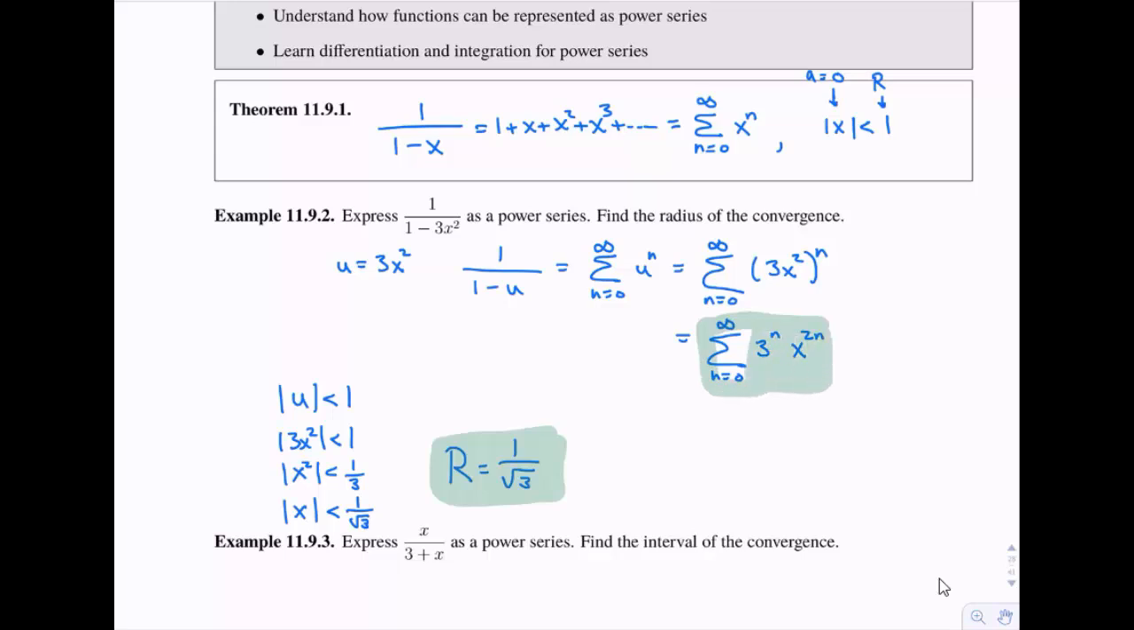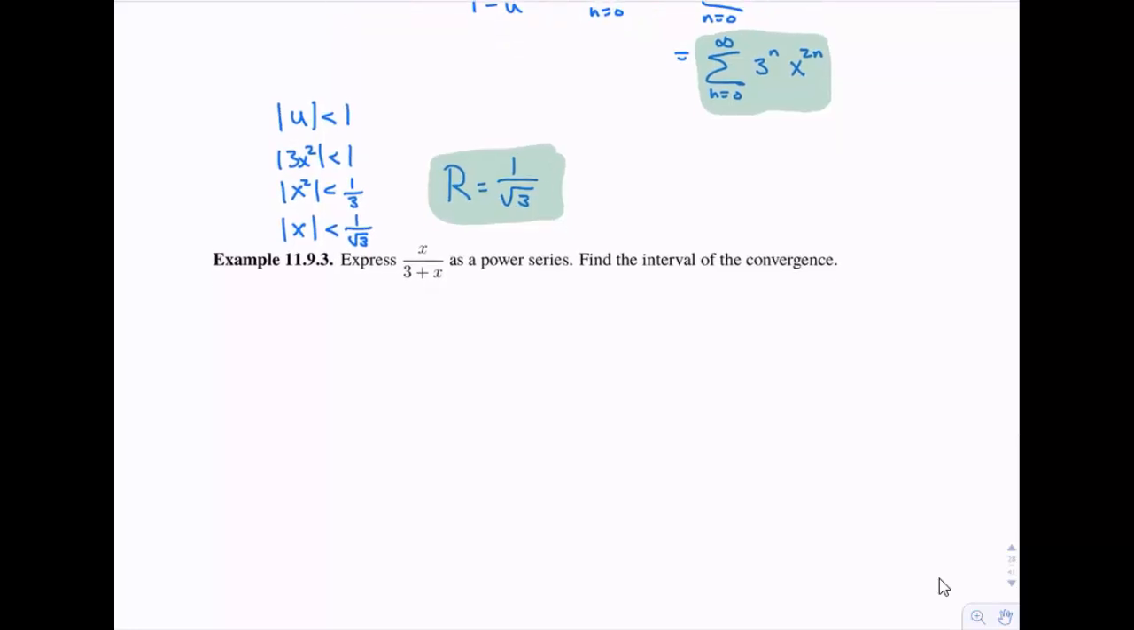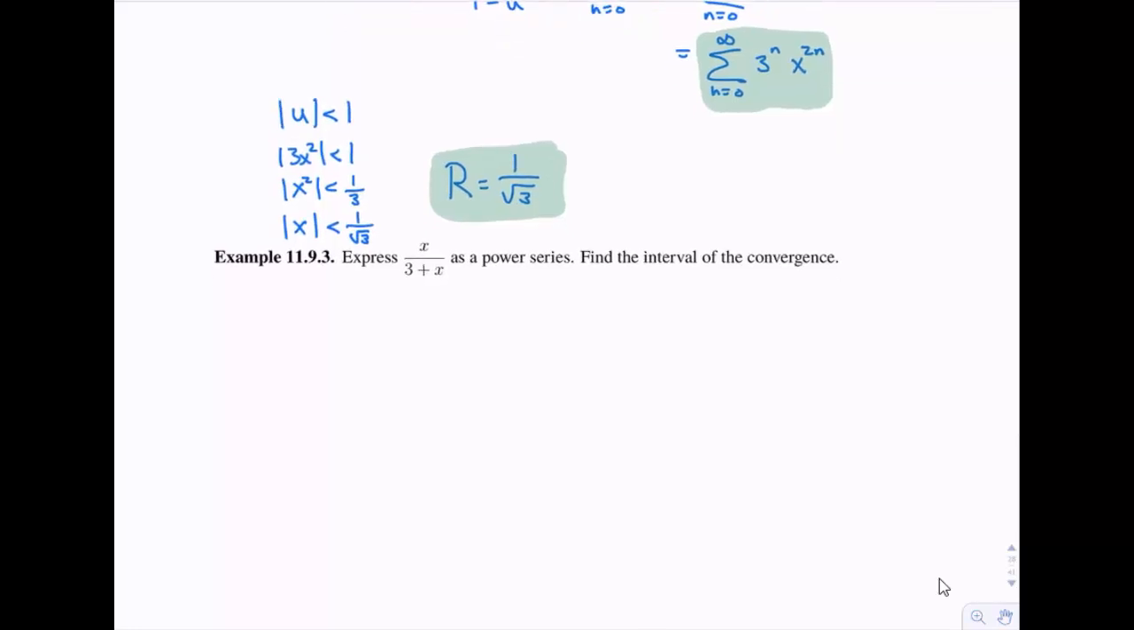And you can see all throughout this section, we're going to be dealing with power series centered at 0, right? So our a is always going to be 0. That's how we're going to use this theorem for the most part. Okay, let's try another example.